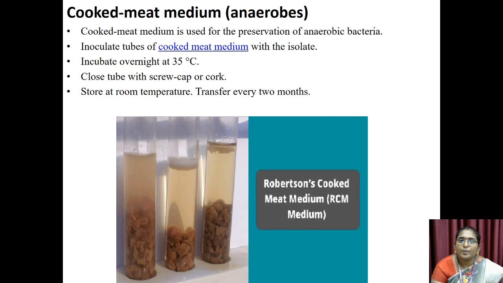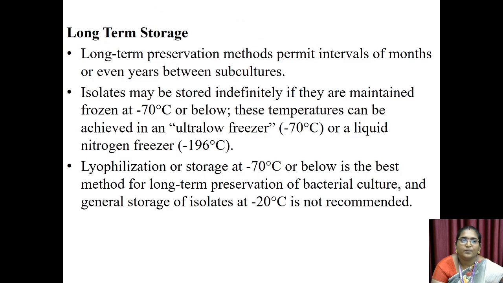Next one is cooked meat medium. It is used under anaerobic conditions for the preservation of anaerobic bacteria. Inoculate tubes of cooked meat medium with the isolate. Incubate overnight at 35 degrees Celsius. Close the tube with a screw cap or cork. Store at room temperature. Transfer every 2 months. The medium used for this method is Robertson cooked meat medium, that is RCM medium.